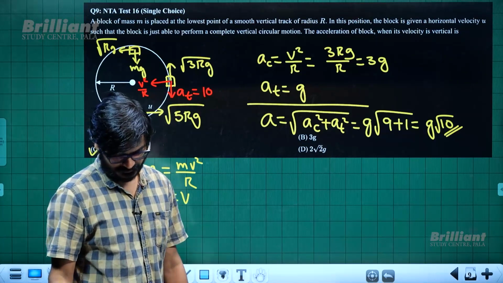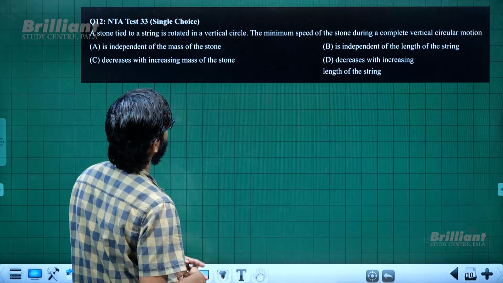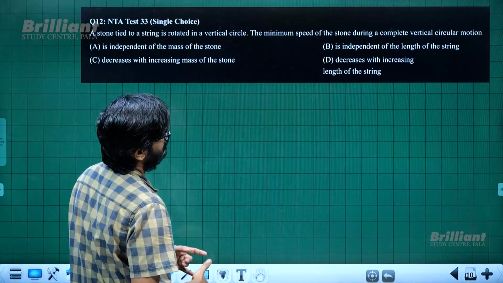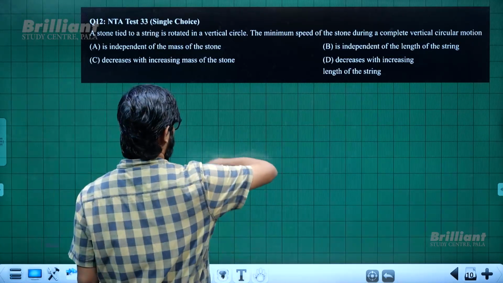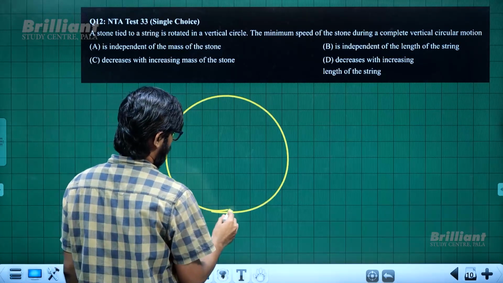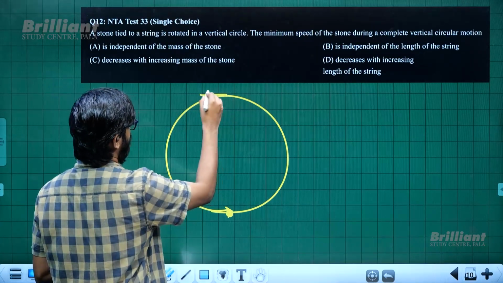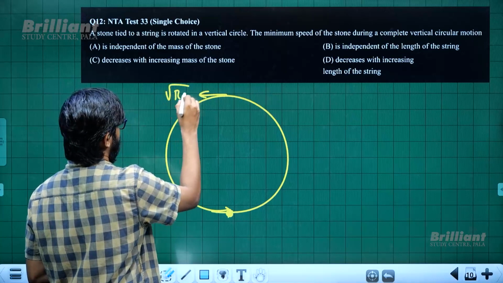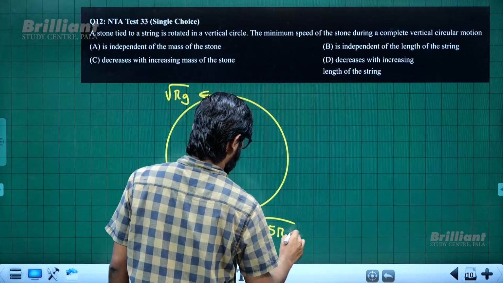And going to the next question. A stone tied to a string is rotated in a vertical circle. The minimum speed of the stone during a complete vertical circular motion. They didn't say where it is minimum, so maybe you can take it at the bottommost point or the topmost point. At the topmost point, what is the minimum speed? Root of rg. At the bottommost point, minimum speed is root of 5 rg.